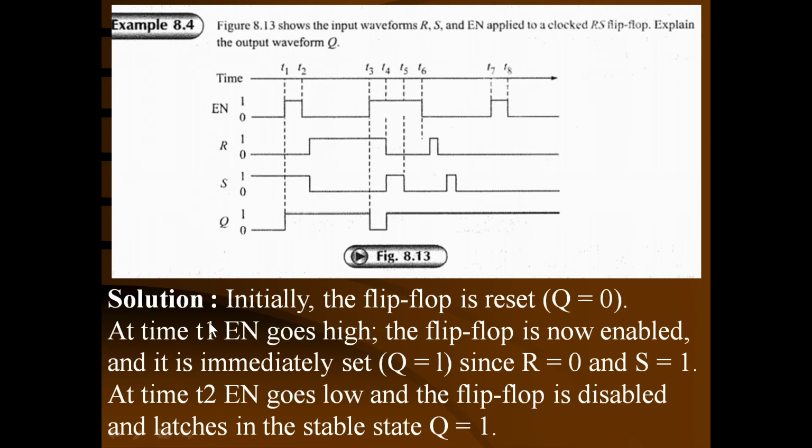So now we'll read the solution which is written over here. Initially, the flip-flop is reset, Q is 0. At time T1, enable goes high. The flip-flop is now enabled, and it is immediately set, Q is 1, since R is 0 and S is 1. At time T2, enable goes low and the flip-flop is disabled. And the latch is in the stable state, Q is 1.